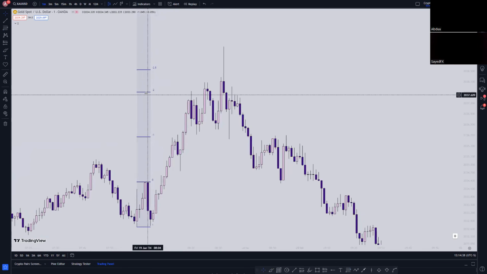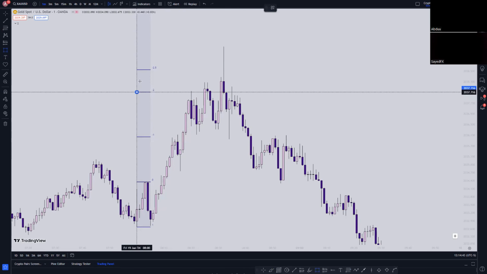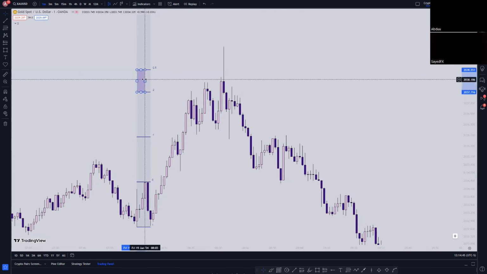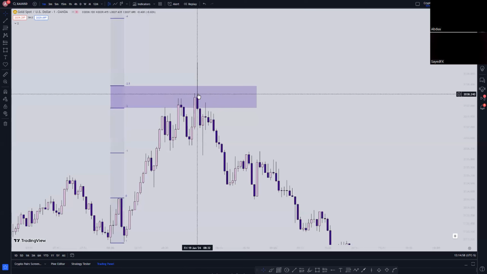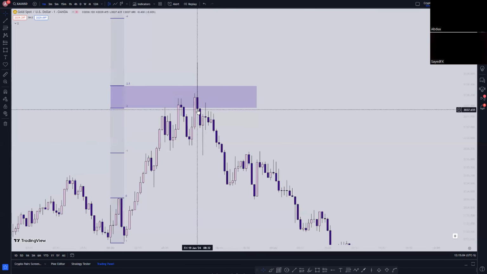You can see exactly at the 2 to 2.5 level, that is the area that I actually marked. As I've explained, guys, the price might go up exactly like support and resistance, and then reject back into the zone.